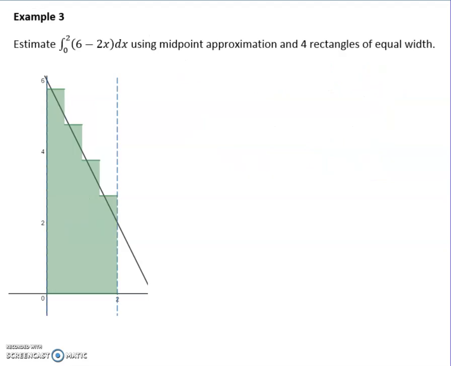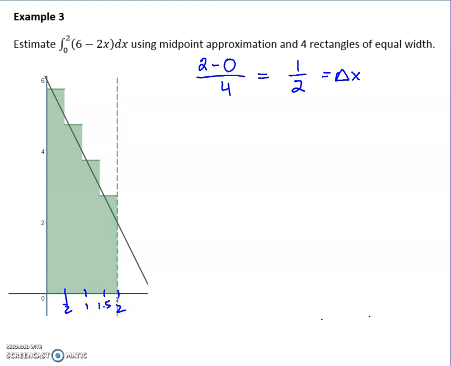Example 3, we'll use the midpoint approximation. So the midpoint, well, there's 2 minus 0 distance of my interval. I'm going to divide that by 4, and I end up with a difference of 1/2. So my change in x, or my width of my rectangles, should move by 1/2. Now, but here's the interesting thing. So I'm going to go through and mark those. So that would be 1/2 would be my first one, then 1, then 1.5, and then 2.